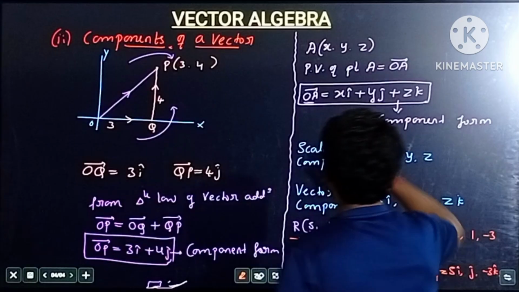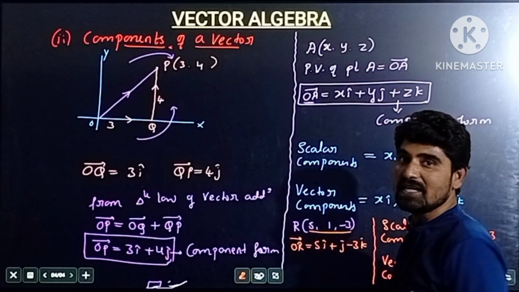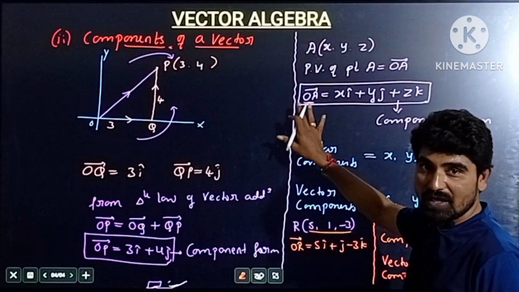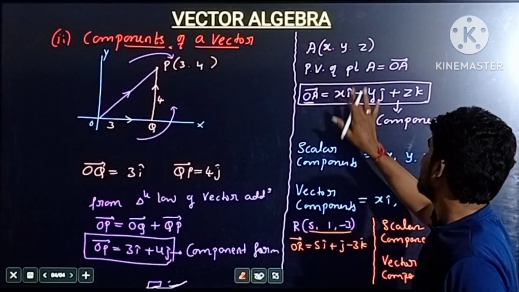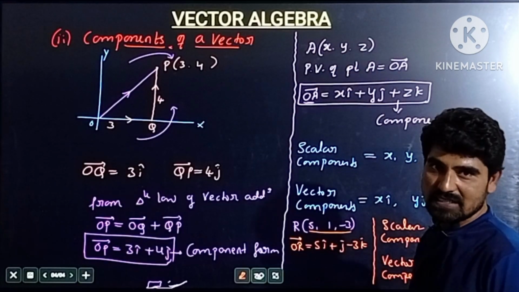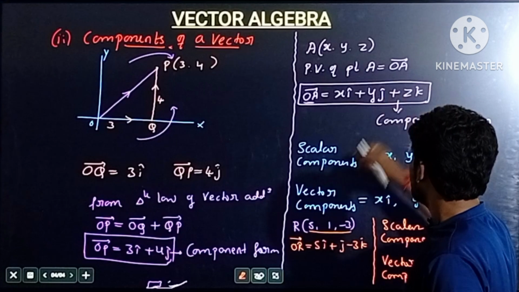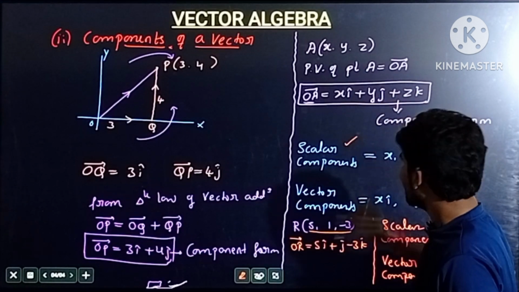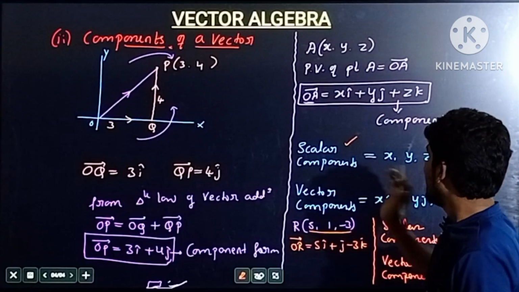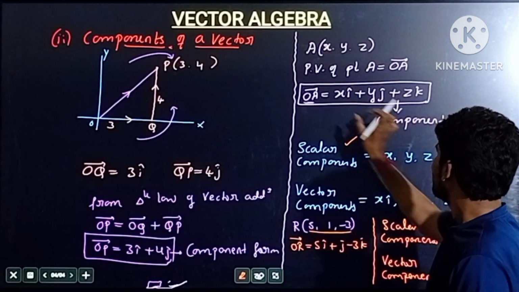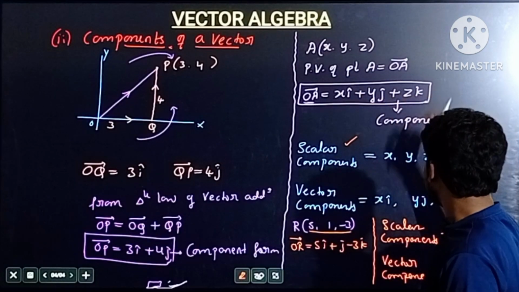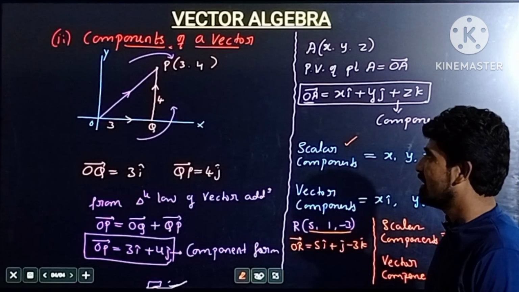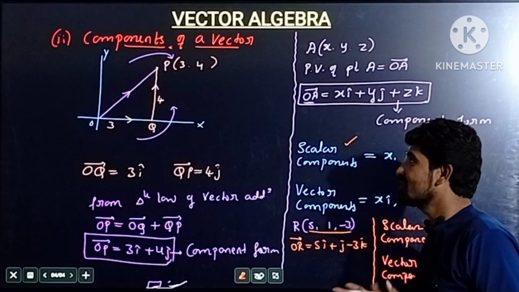If suppose A is one of the points x, y, z, its component form is given by the position vector of the point A, that is the OA vector, and the OA vector is xi plus yj plus zk. And in this component form, the coefficients of i, j and k are called the scalar components of the OA vector. And xi, yj, zk are called the vector components of the OA vector. I hope all of you understood this concept.